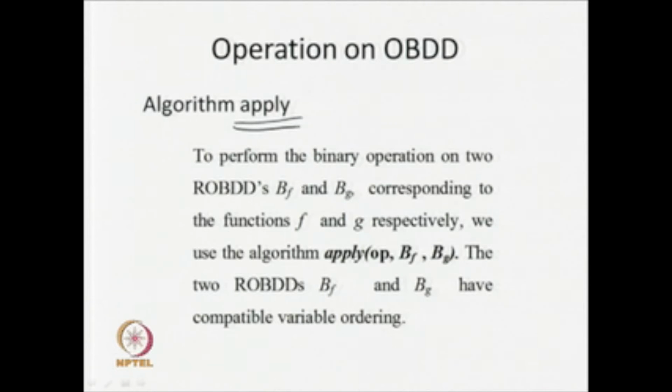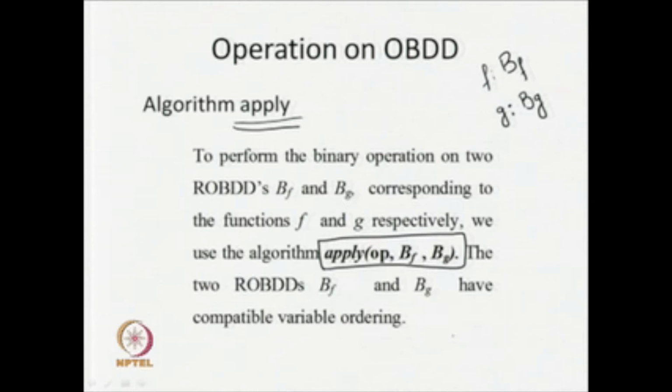So, the apply algorithm is going to take two BDDs. Say for f I have BF, the BDD representation of f, and I have BG, the BDD representation of g. Then the algorithm apply will take this form: it has three parameters, the operation, BF and BG. So, we can give any binary operator over here and two BDDs. BF and BG are the BDD representations of f and g.